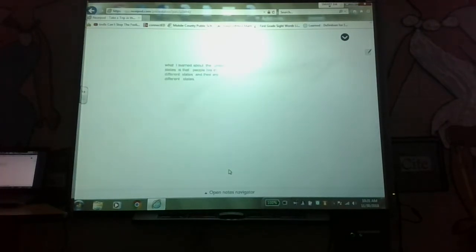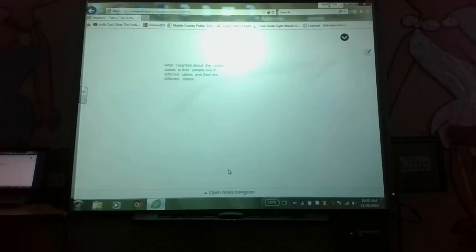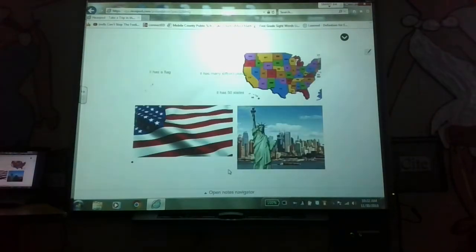What I learned about the United States is that people live in different states, and there are different states. Good. This person learned that it has a flag, it has many different states, and it has 50 states. Good job. The United States does. We have 50 states.